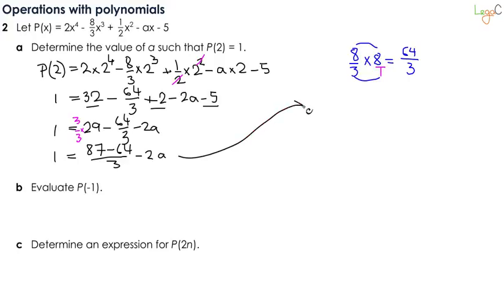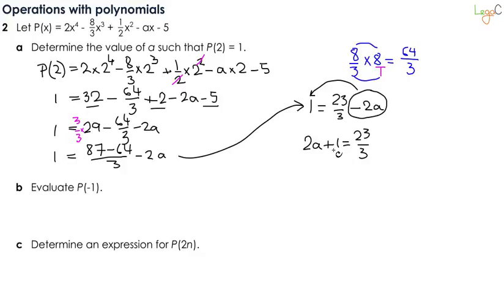Let's see what this becomes. We have 1 equals 87 minus 64, that leaves us with 23 over 3 minus 2a. What I'm going to do now is move this term from the right-hand side of the equation to the left-hand side. What I tend to do is move the term that has a negative in front of it, because if you move the negative, that's going to become a positive on the other side. So it's a lot easier to work with positive values.